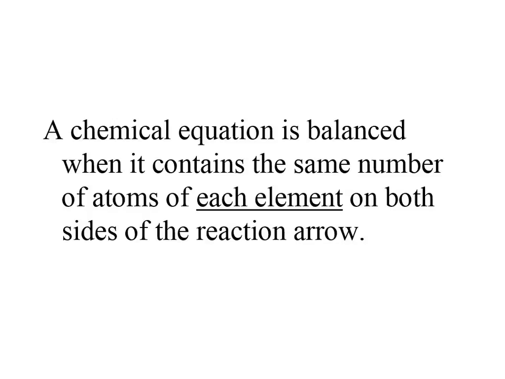So there's a reaction arrow between them, so we have reactants over here and products over here. And we have to have the same number of atoms of each type of element on both sides of the reaction arrow.